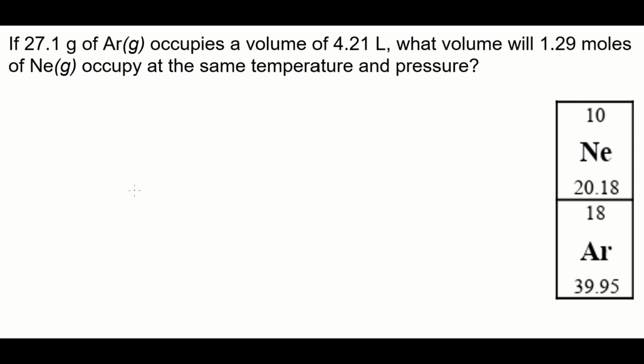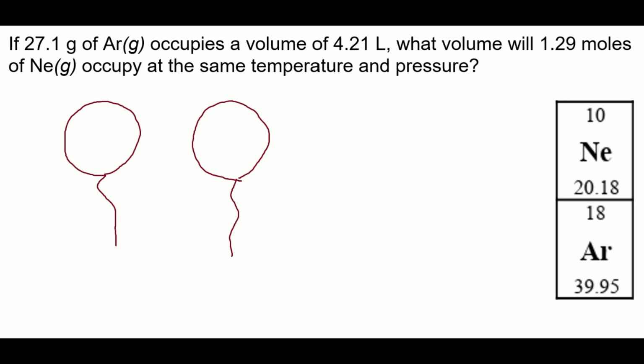We're going to use Avogadro's law to solve this problem. He said equal moles of gases take up the same amount of volume. So it doesn't matter that we have argon, neon, or any other gas. If we assume these gases behave ideally, then the same number of moles of any gas takes up the same volume. And at STP, 1 mole of any gas takes up 22.4 liters.